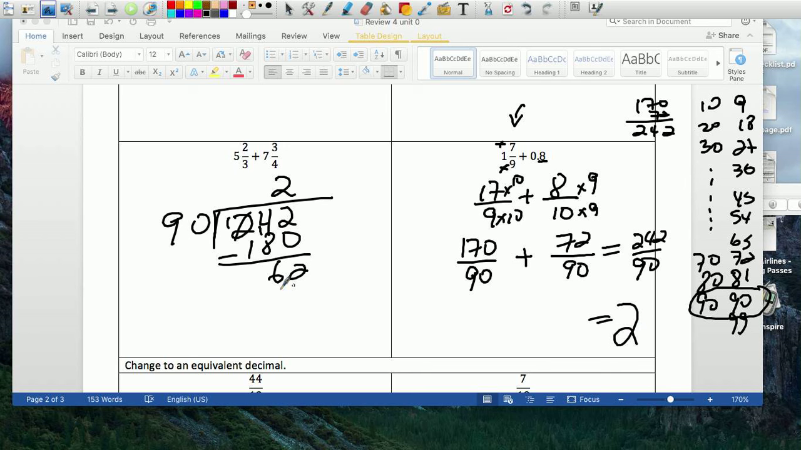How many left over? ¿Cuánto sobró? 62 over 90. We can simplify that. We can divide 62 and 90. 62 divided by 2 is 31, and 90 divided by 2 is 45. So this is the really simplified answer. Okay.